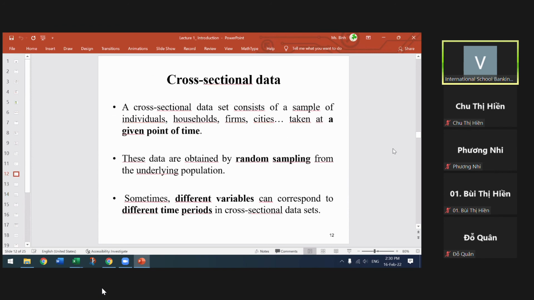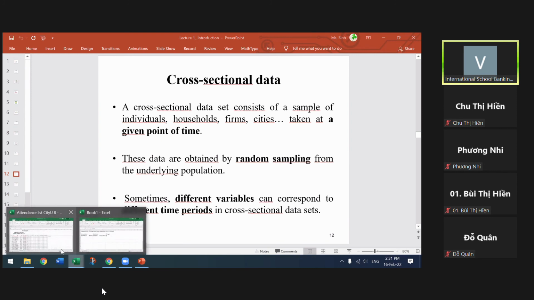And in this slide, there's a point here. Sometimes different variables can correspond to different time periods in a cross-sectional data set. Có nghĩa là gì ạ? Đôi khi thì những cái biến khác nhau có thể tương thích với những thời gian, thời điểm khác nhau trong một cái bộ dữ liệu chéo. Có nghĩa là một cái bộ dữ liệu chéo có thể có nhiều biến khác nhau, và mỗi một cái biến có thể được lấy ở những thời điểm khác nhau, không nhất thiết phải giống nhau.